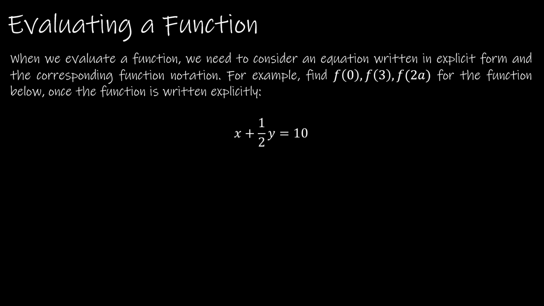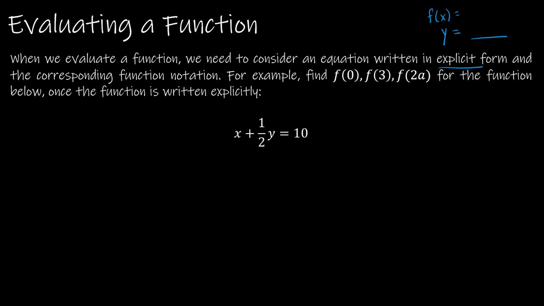When we're evaluating a function, we need to consider an equation that's written in explicit form. So I've purposely given you an equation written in implicit form so that you could see the difference. When you have something written in explicit form, you want that to be y equals something. And y is often replaced with f of x, a function of x. So this is not written in explicit notation, so I wanted to make sure that we were able to manipulate an equation so that we were able to write it in explicit form.